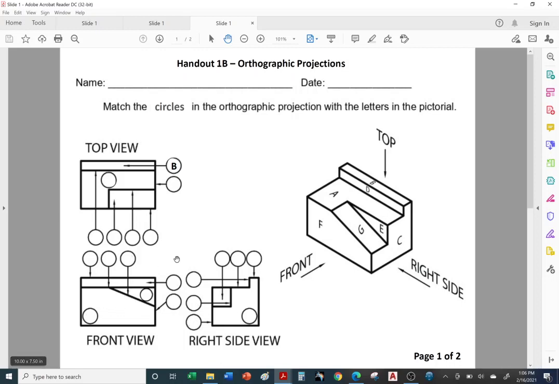This is the front view, front. And then we have the right side view if you're standing on this side. This is the view you get. Okay, so go ahead and fill in the balloons with the correct letter. You are going to use some of the letters more than once.